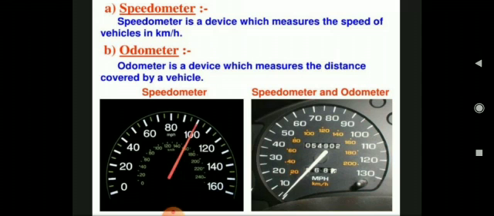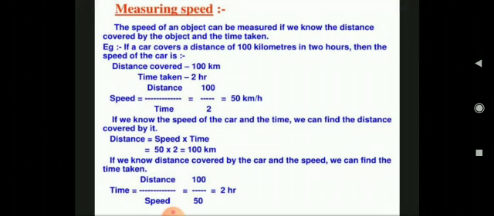Now another meter measures the distance moved by a vehicle and is known as an odometer. So in vehicles, students, a speedometer and an odometer are installed. A speedometer is a device which measures the speed of vehicles in kilometer per hour. And an odometer is a device which measures the distance covered by a vehicle. Here you can see the images of a speedometer and odometer, right? So now the next topic, that is measuring speed.